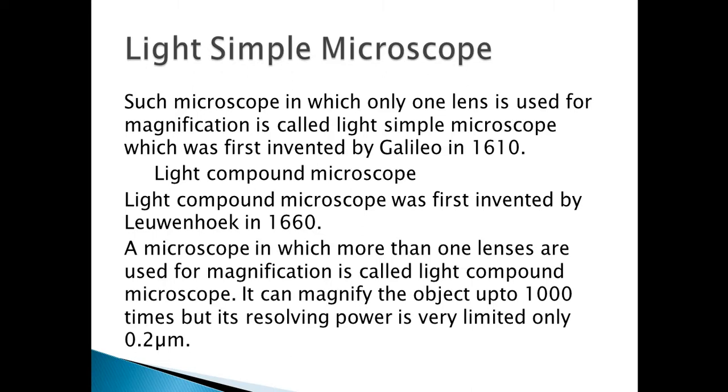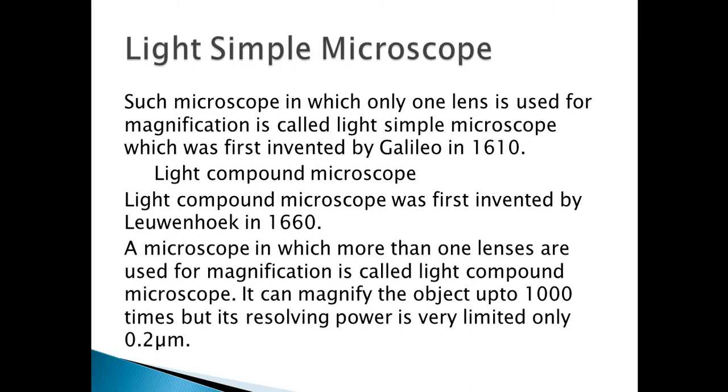And now the second one is light compound microscope. Light compound microscope was first invented by Leeuwenhoek in 1660. A microscope in which more than one lens is used for magnification is called a light compound microscope. It can magnify the object up to 1000 times, but its resolving power is very limited, only 0.2 micrometer. Here you can see the symbol µm. You can read it as micrometer. This is the symbol of micrometer.